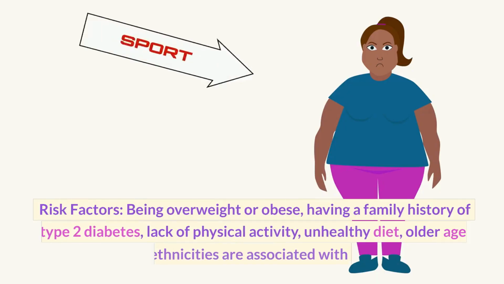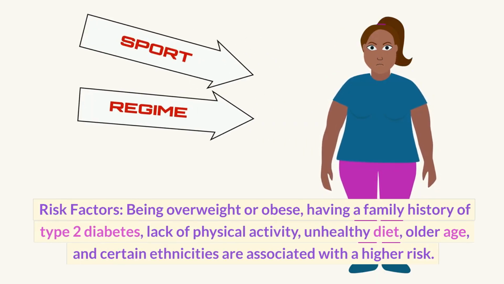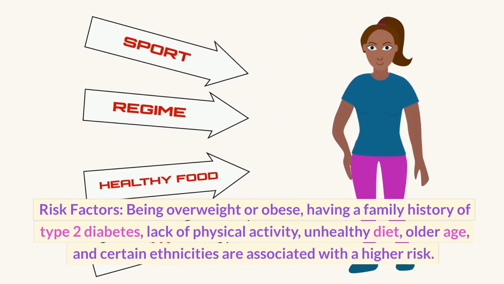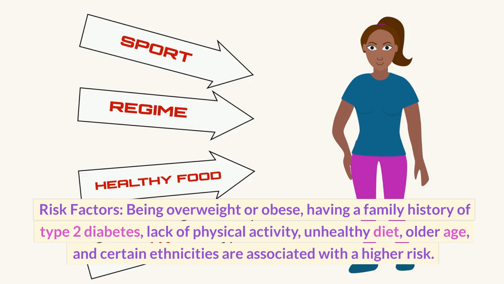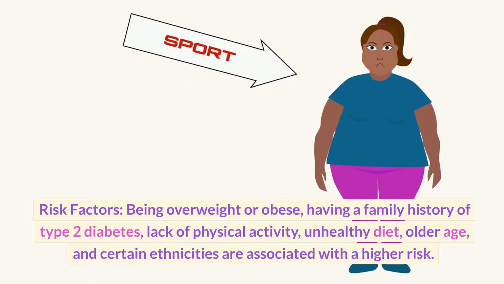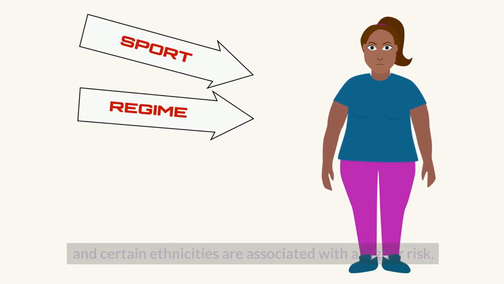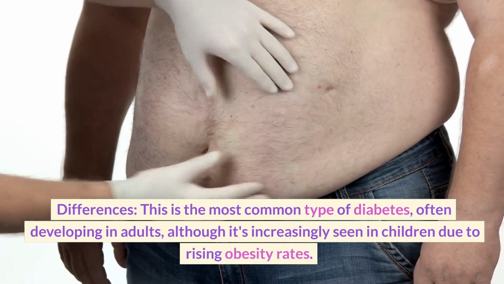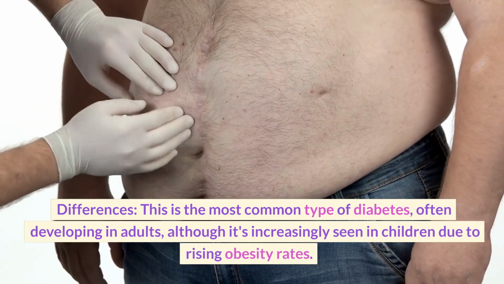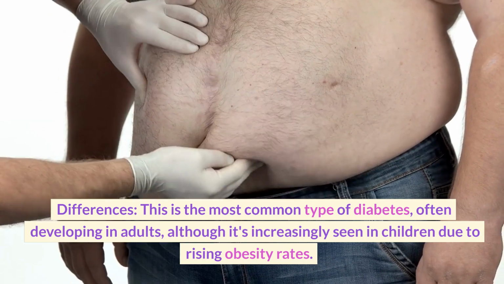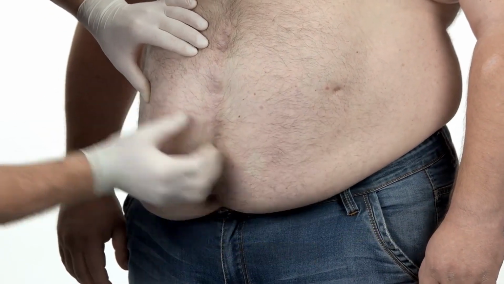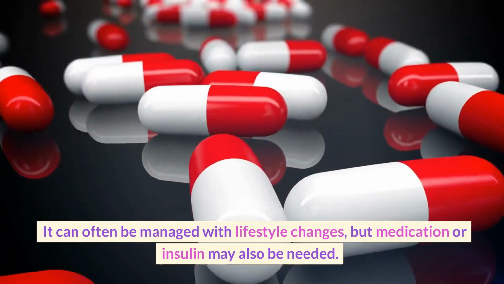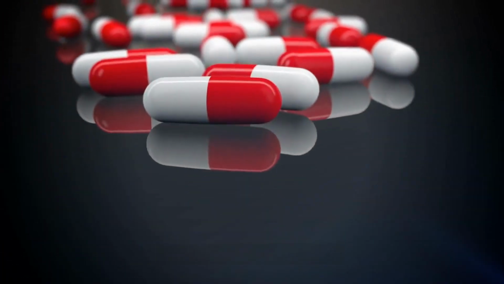Risk factors. Being overweight or obese, having a family history of type 2 diabetes, lack of physical activity, unhealthy diet, older age, and certain ethnicities are associated with a higher risk. Differences. This is the most common type of diabetes, often developing in adults, although it's increasingly seen in children due to rising obesity rates. It can often be managed with lifestyle changes, but medication or insulin may also be needed.